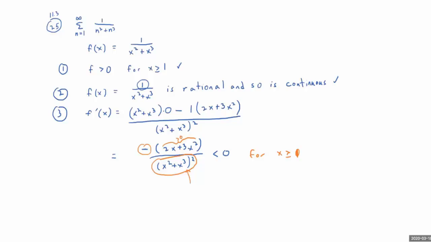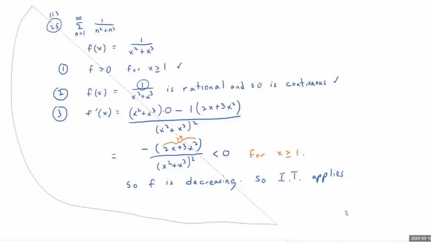There's no issue there. And you don't even need to think about it as much as I'm thinking about it right now. So this is true for x greater than or equal to 1, so the derivative is less than 0 for x greater than or equal to 1, which means the original function is decreasing. So f is decreasing. And so the integral test applies. So that's the first part of it.